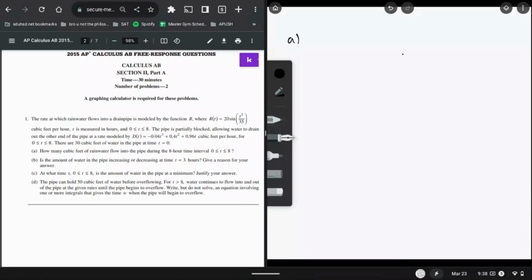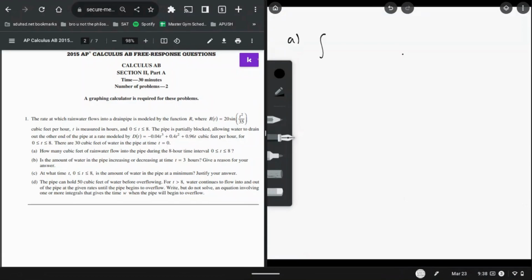1A. How many cubic feet of rainwater flow into the pipe during the 8-hour interval from hour 0 to hour 8? Even though they tell you that there are 30 cubic feet of water in the pipe at time 0, and even though they give you the rate modeled by D of t, which is basically a negative rate, they're asking for how much rainwater flows into the pipe during the 8-hour time interval.